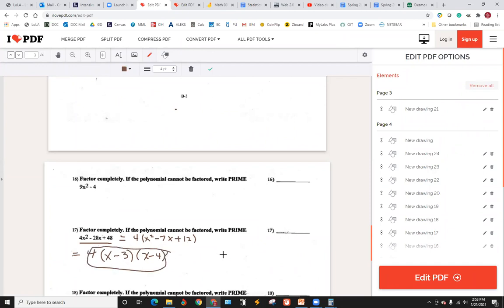And you need to keep the 4 there because it's just factoring. All right. That's one of the factors. Any questions about that one?